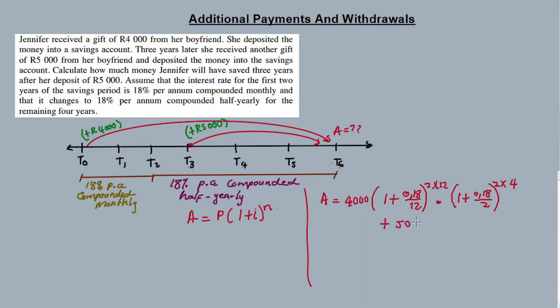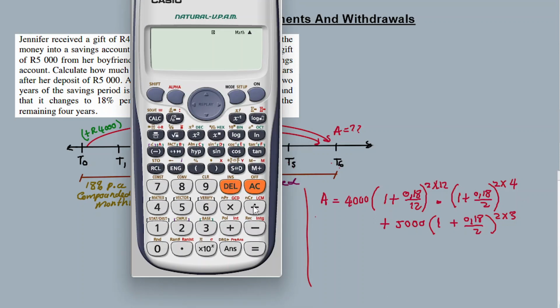Plus this 5,000 rand that was added. So this 5,000 rand you accumulate an interest rate of 18% compounded half yearly for a period of 3 years. So it's 1 plus 0.18 half yearly for a period of 3 years. So it's 2 times 3. Let us calculate together. Okay, calculator.